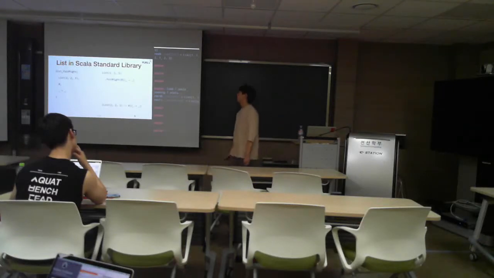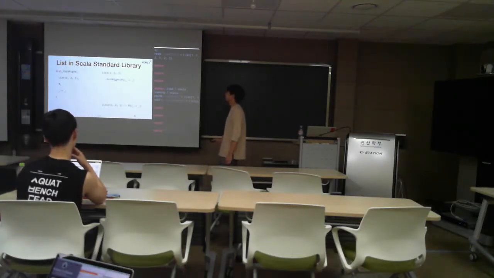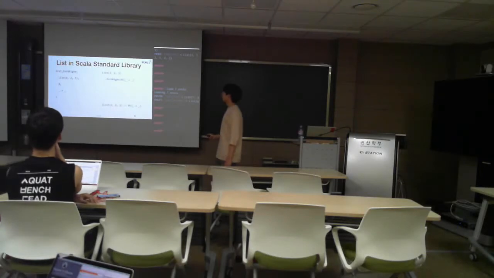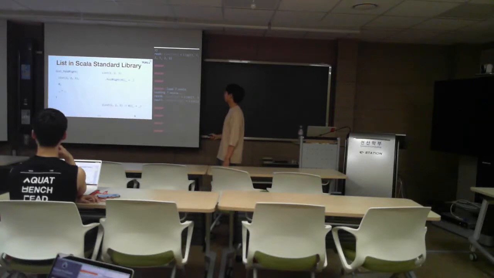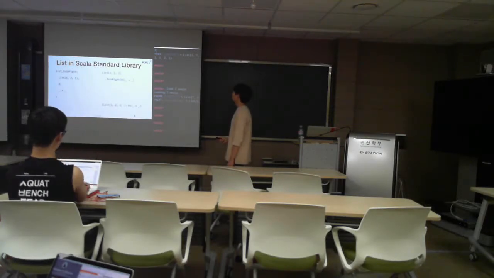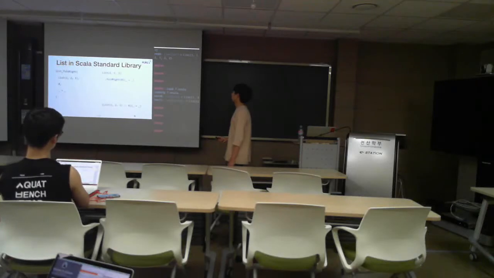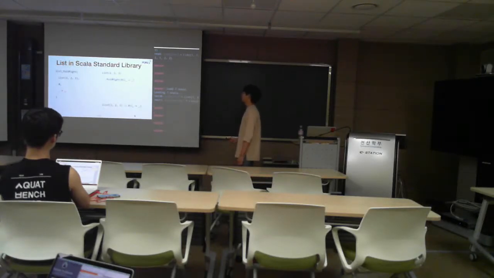Also, in the library, there is a foldLeft function. The syntax is a little different, however, it is similar. The list, dot, foldLeft, and the initial value. And this is curried. You can write the code like this, the first argument, and it is distinguished by one more parenthesis, and the second argument is the function. So it is doing the same thing, and calculates the sum of every element of the list. So it will return 6.